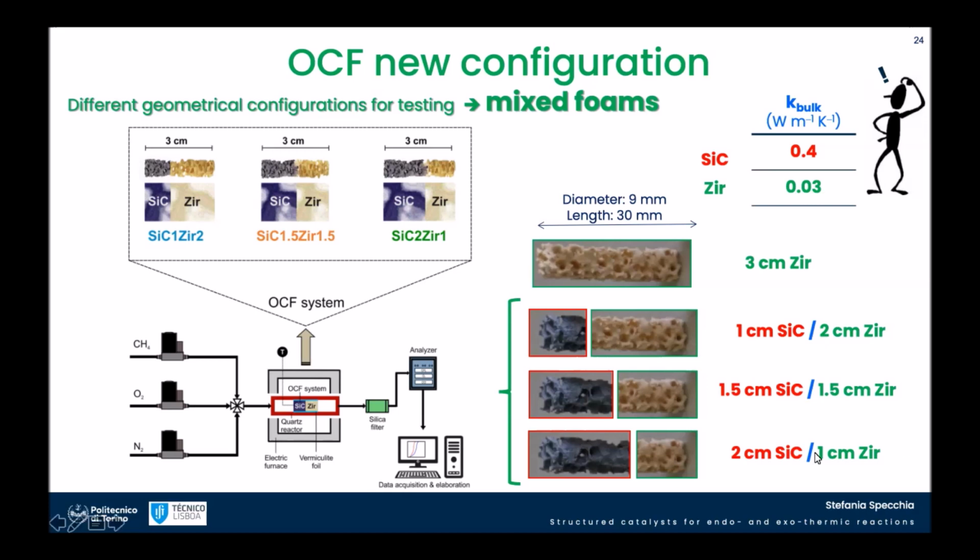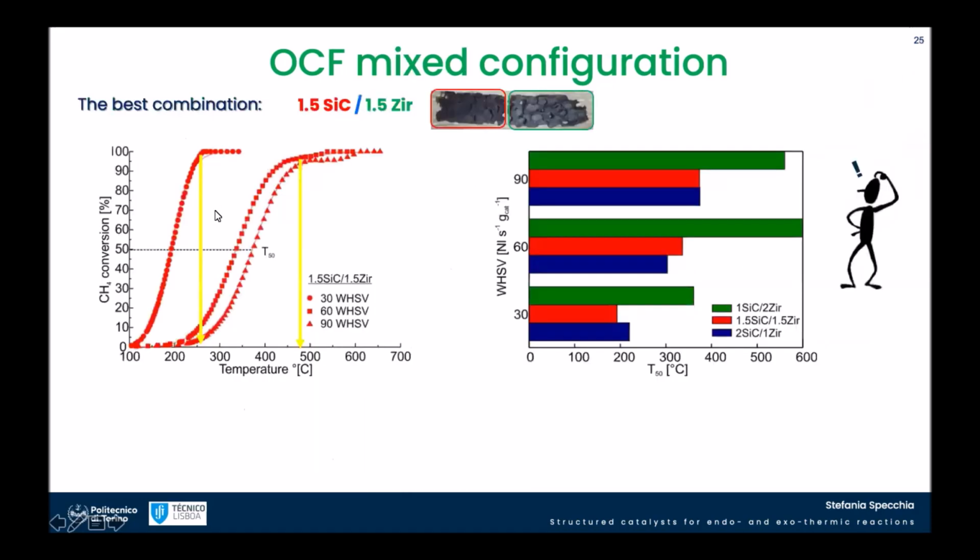And then we put in the zirconia, which is less conductive, because at the end almost all the gas has already reacted, so we don't need the heat of reaction anymore. Instead we would like to favor the exit, so we put something less sensitive to the heat produced, and that is zirconia. So we carried out a huge set of experiments with those configurations with the mixed foams. And those are the reactions.